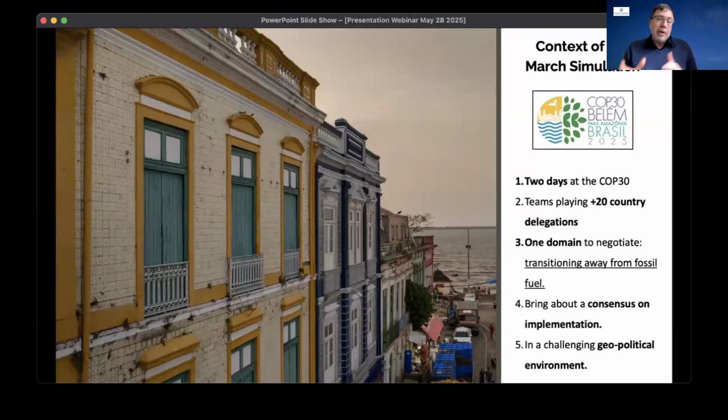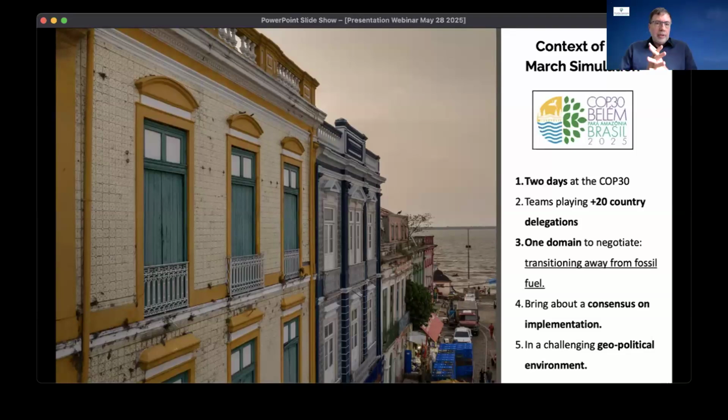We're using an AI model that was used at Harvard University for a simulation. The simulation was a 2-day event where we predicted how a negotiation at the COP30 will take place in Belém, focusing on one particular issue, which was transitioning away from fossil fuel.